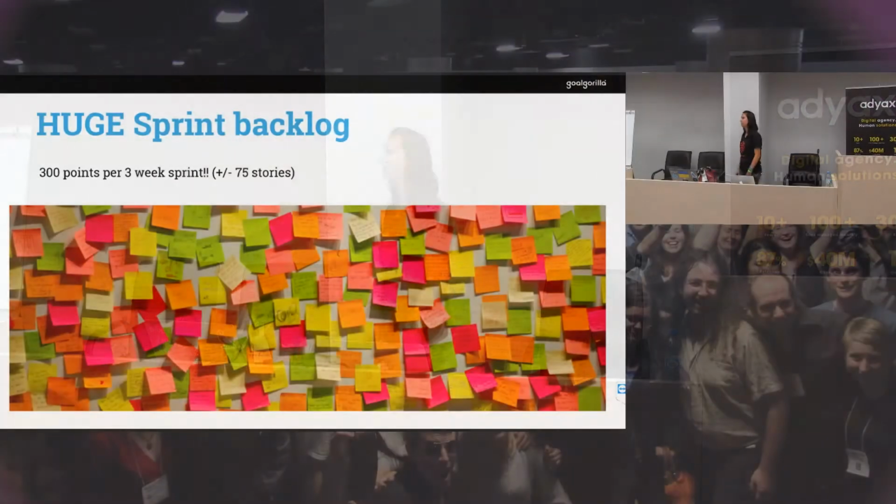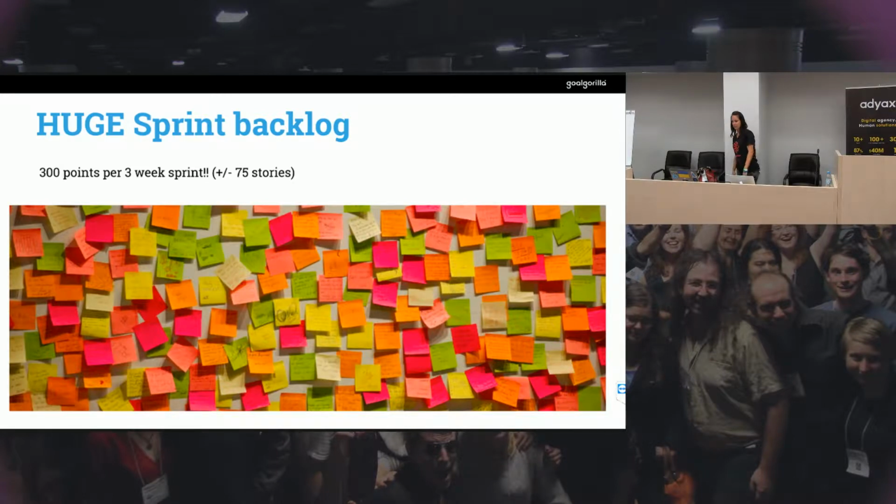But 12 people in one team, well, you can imagine, if you are a bit familiar with Scrum and backlogs, that it was like enormous sprints. We had sprints of 3 weeks, and I think we had 300 points in a sprint. And it was about 75 stories, so it was an enormous list. And I think this is the base of all the problems that were leading to the next slides.